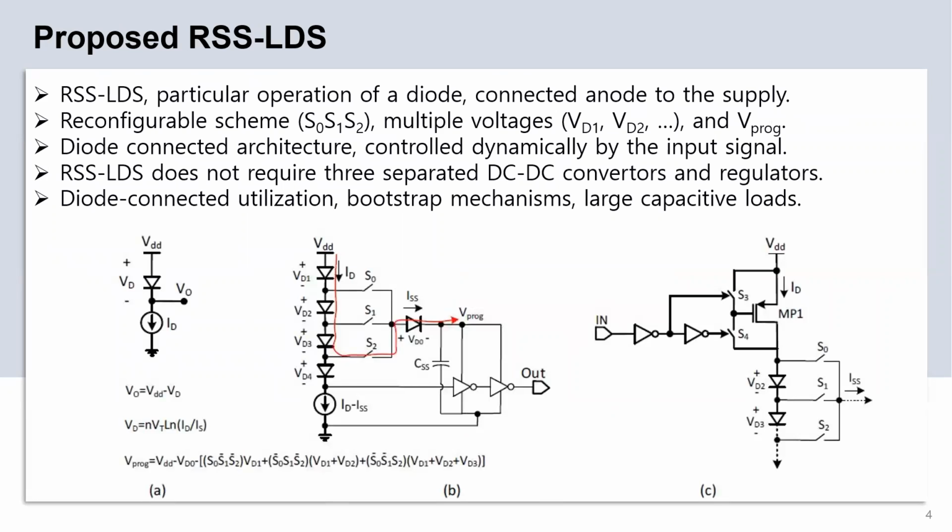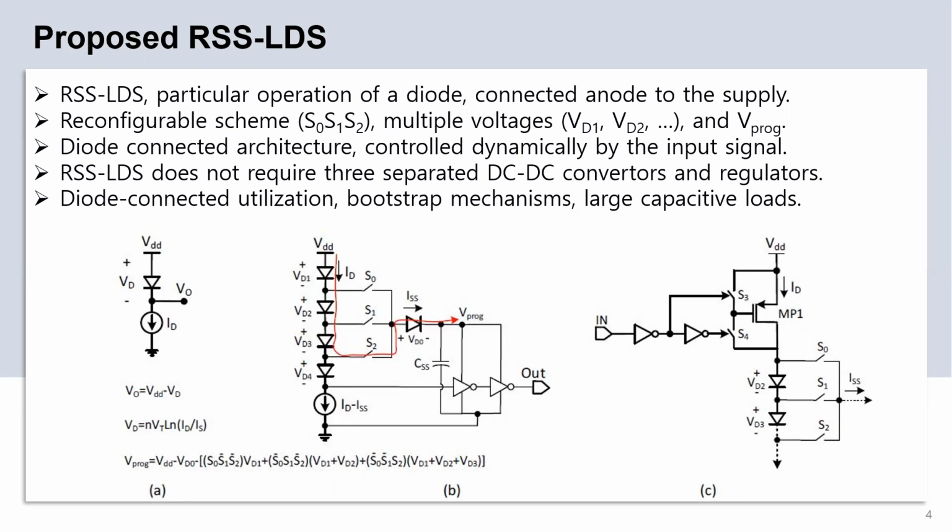The proposed level downshifter circuit is based on the particular operation of a diode, the anode of which is connected to the supply and the cathode of which is sunk by a current source. As shown in part A of this figure, the amount of dropped voltage across the diode VAD depends on the amount of sunk current from its cathode IAD.